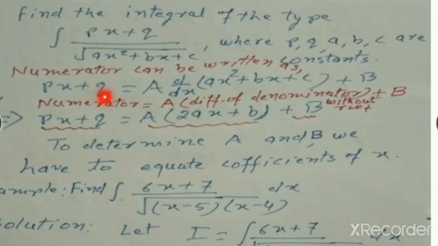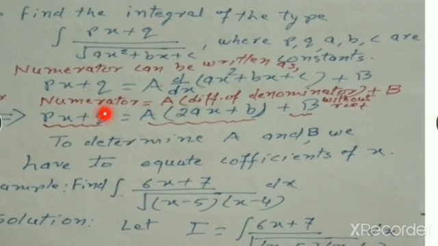We can write px plus q as equal to a d/dx of (ax square plus bx plus c) plus b. This can be stated in words as: numerator is equal to a times the differentiation of the denominator without the square root sign, plus b. Here a and b are constants.